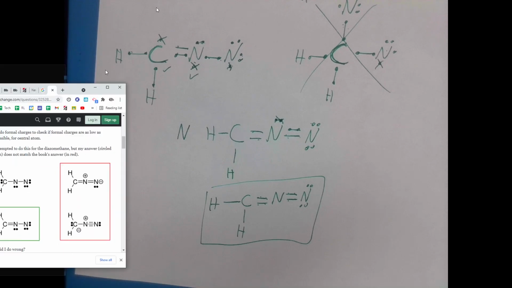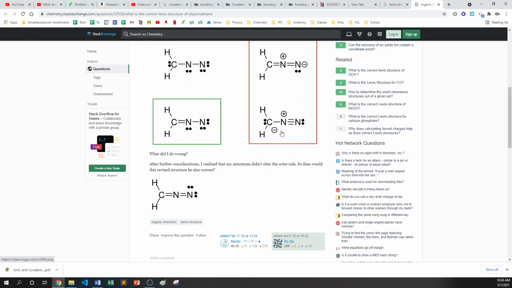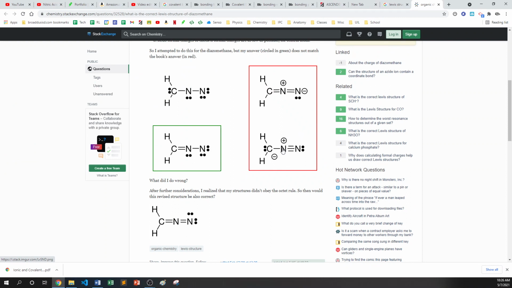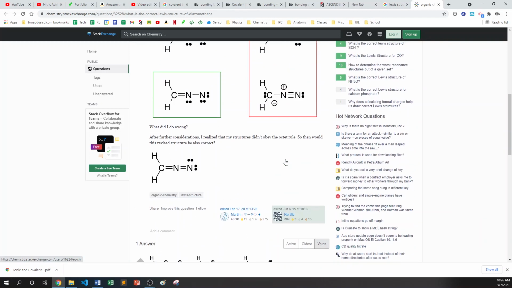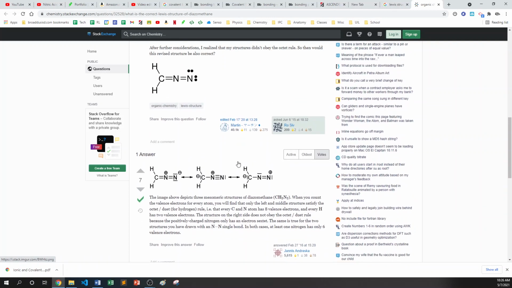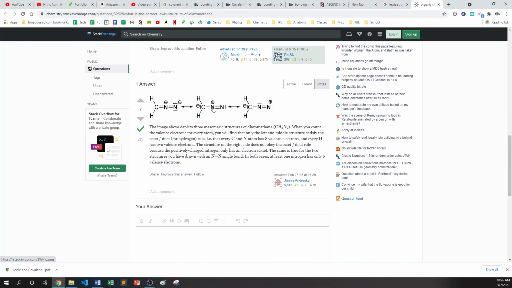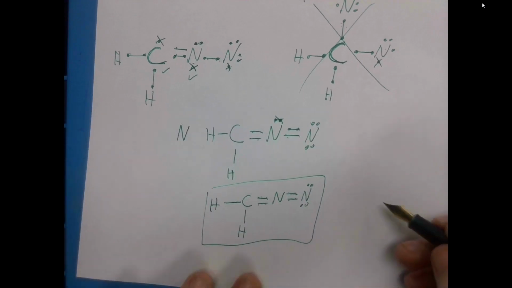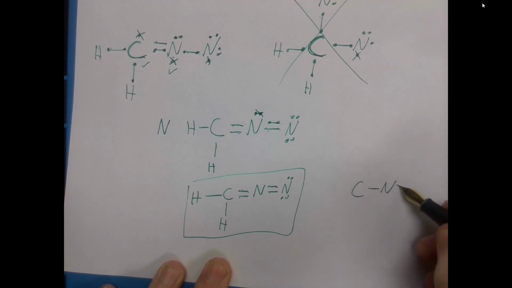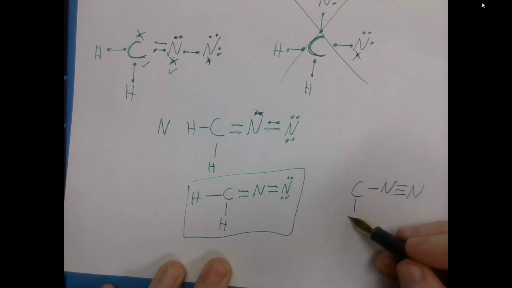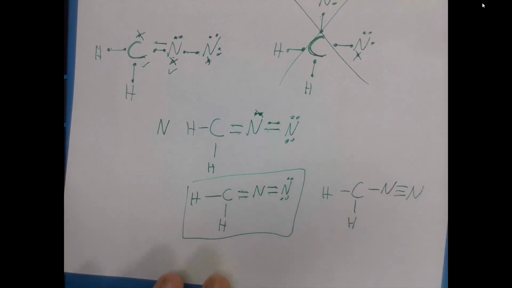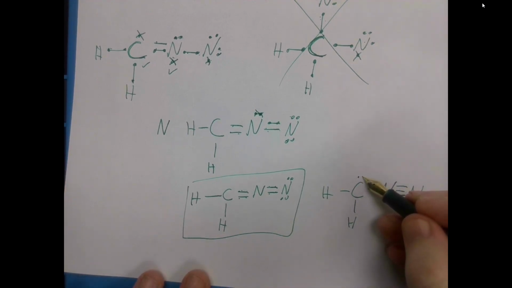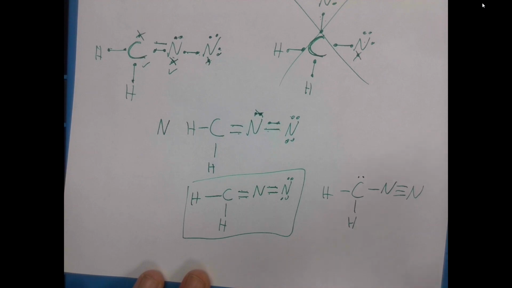There are multiple solutions though. Here's the third one, right here. It's the triple bond between the nitrogens. So you could have a triple bond here. And you need two dots around here. No, you don't.